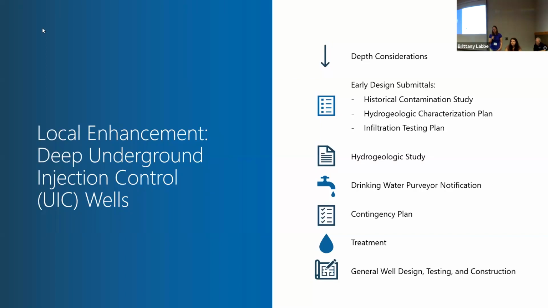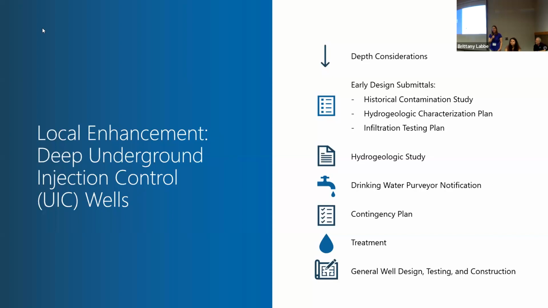And so the other part of the manual includes some early design submittals. This gives the city the opportunity to interact with the applicant early in the process to make sure they understand what these requirements mean in terms of their project timing. And so there's 3 key submittals. The first is that historical contamination study. It's like a phase 1 environmental site assessment. The idea is that the applicant reviews the past site land use specific to looking for sources of contamination.